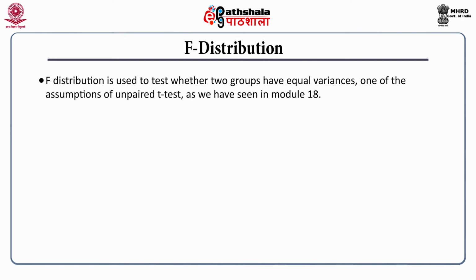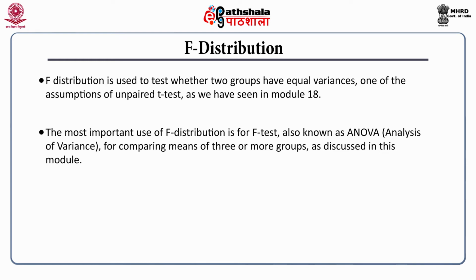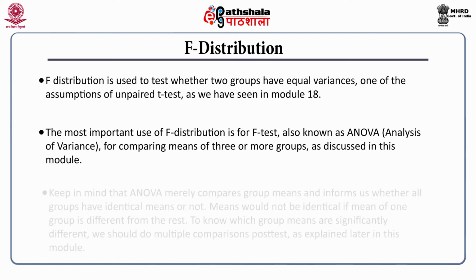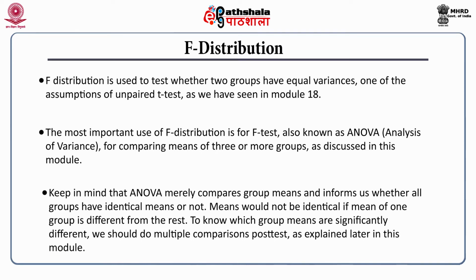So the F distribution is used to test whether two groups have equal variances, one of the assumptions of the unpaired T test, as we have seen in module 18. The most important use of the F distribution is the F test, also known as ANOVA, analysis of variance, for comparing the means of three or more groups, as discussed in this module. Keep in mind that ANOVA merely compares the group means and informs us whether all groups have identical means or not. Means would not be identical if the mean of one group is different from the rest. To know which group means are significantly different, we have to do a multiple comparison post test, as explained later in the module.